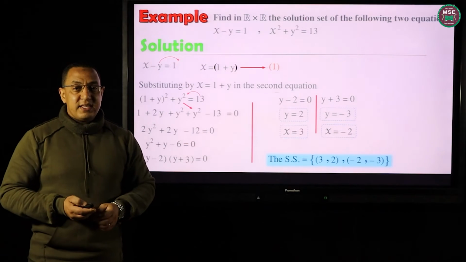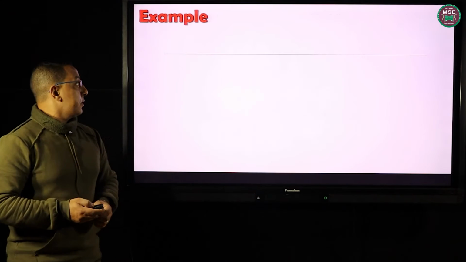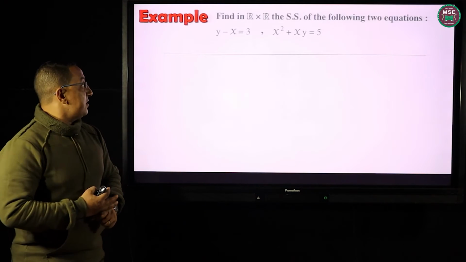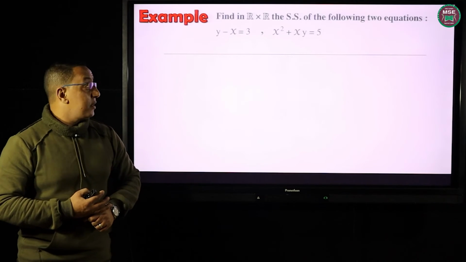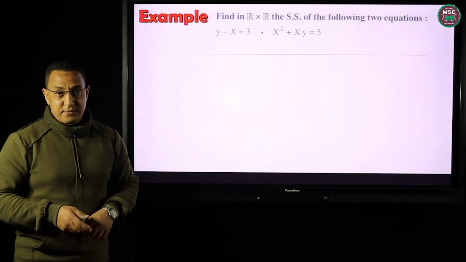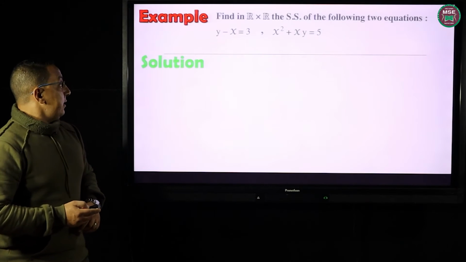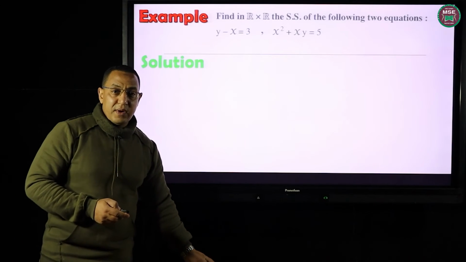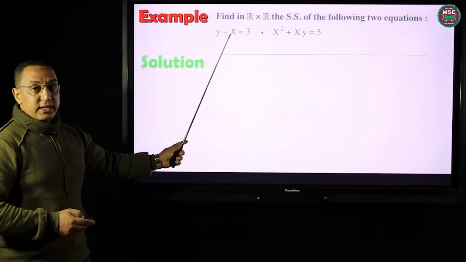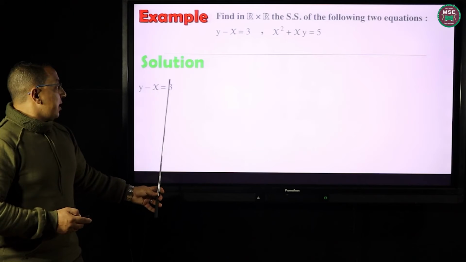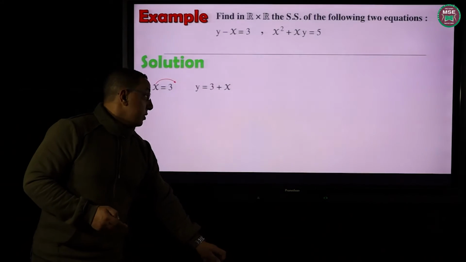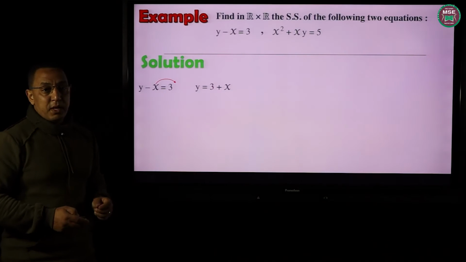Now let's solve the next example. Find in R product to R the solution set of the two equations y minus x equals 3 and x power of 2 plus xy equals 5. Okay, here I'm going to start with the first degree equation, which is this one. I'm going to send x to the right side to be x plus 3. So y equals 3 plus x.